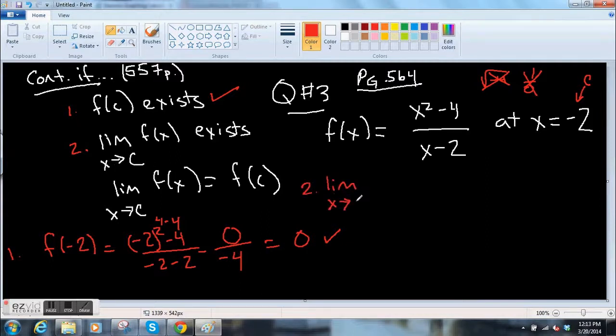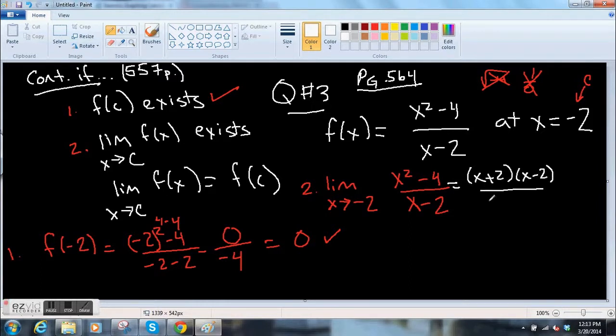Number 2: we're looking at the limit as x goes to negative 2 of this function, x squared minus 4 divided by x minus 2. Does this exist? Now we're back to section 9.1. Remember, you can factor this: that's x plus 2 times x minus 2, all divided by x minus 2, which equals x plus 2. You plug negative 2 in there, negative 2 plus 2 equals 0. So the limit again is 0, but it exists.